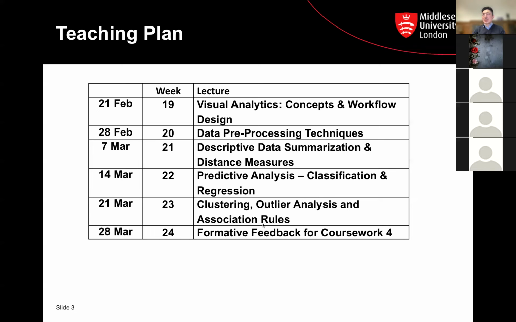and how to do these in the tools we mentioned. And then after that, we're going to do other types of analysis, which are clustering, outlier analysis, and association rules. Again, these are much more related to AI and machine learning compared to, for example, what we covered in week 21, which is usually considered as statistics.